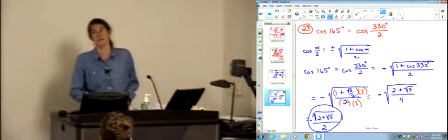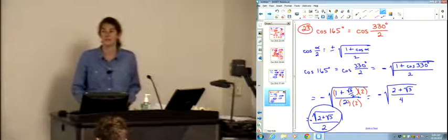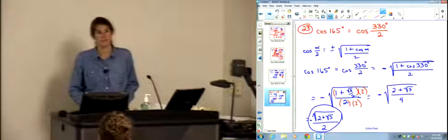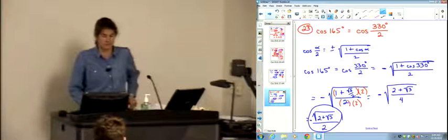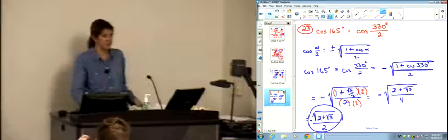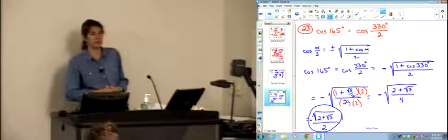Questions? So you're allowed to keep the radical underneath the radical. Yes, you can keep the radical underneath the radical for exact values. Yeah, we would need to do that here.